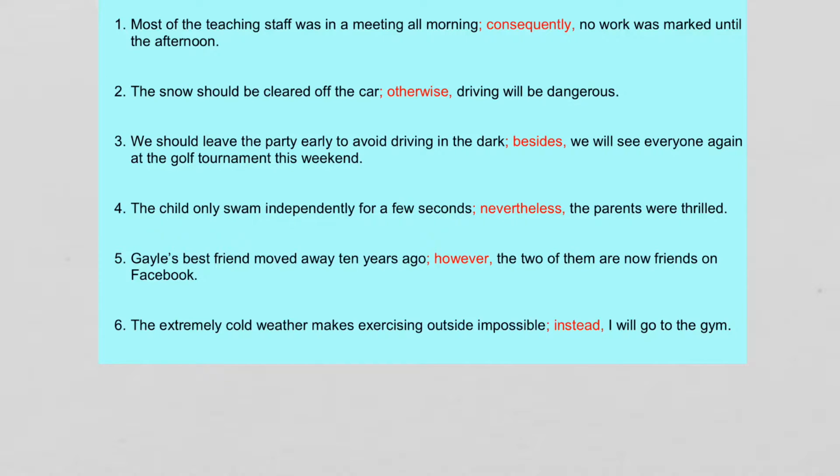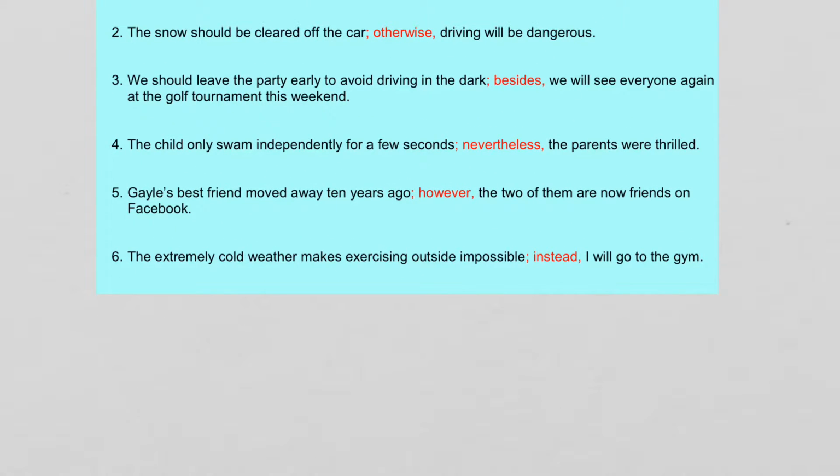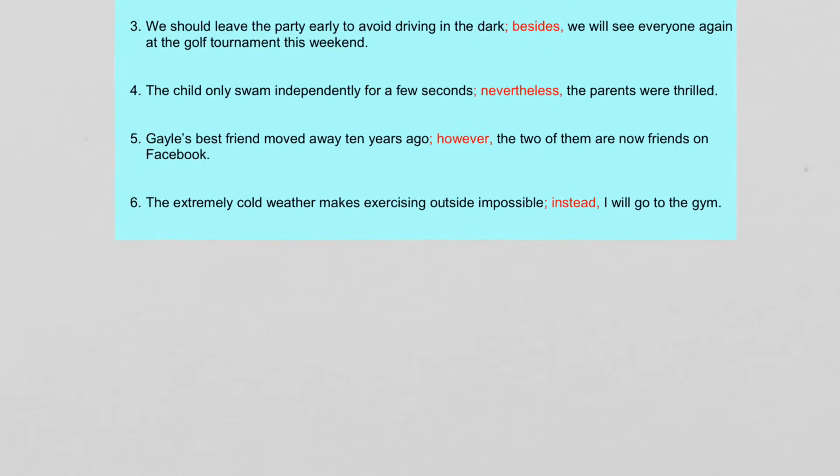Number 1, most of the teaching staff was in a meeting all morning, semicolon. Consequently, comma, no work was marked until the afternoon. Example 2, the snow should be cleared off the car, semicolon. Otherwise, comma, driving will be dangerous. Actually, let me read a few without saying the punctuation out loud. 3, we should leave the party early to avoid driving in the dark. Besides, we will see everyone again at the golf tournament this weekend.